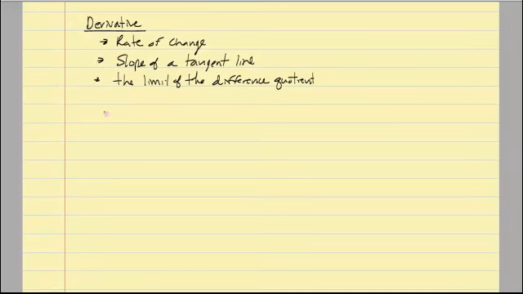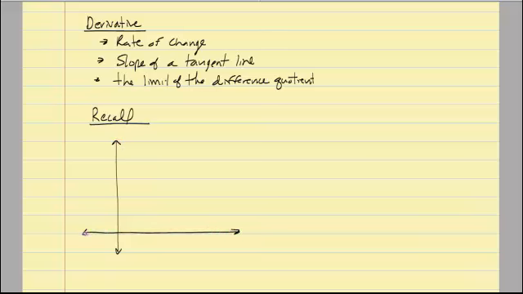Now in order to develop the idea of a derivative, let's go ahead and recall a graph that we looked at previously. When we were talking about rates of change, secant lines to tangent lines, etc., we looked at a graph that was probably similar to this one right here. And what we were interested in doing is finding the slope of the tangent line at the point A. So we were interested in finding out the slope of the tangent line of this curve at the point A.